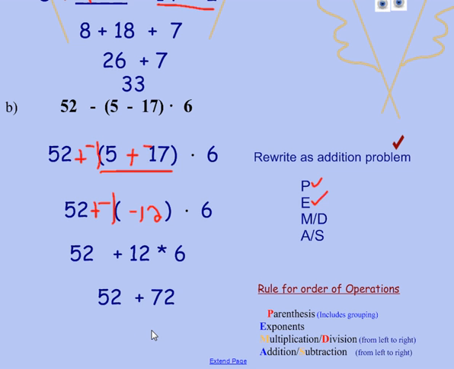Okay. And then I just have to add these together. 2 plus 2 is 4. But then you've got to go 5 plus 7, which is going to be 12. So you're going to get an answer of 124. And that should do it. You've got your parentheses, your exponents, your multiplication, division, addition, subtraction.